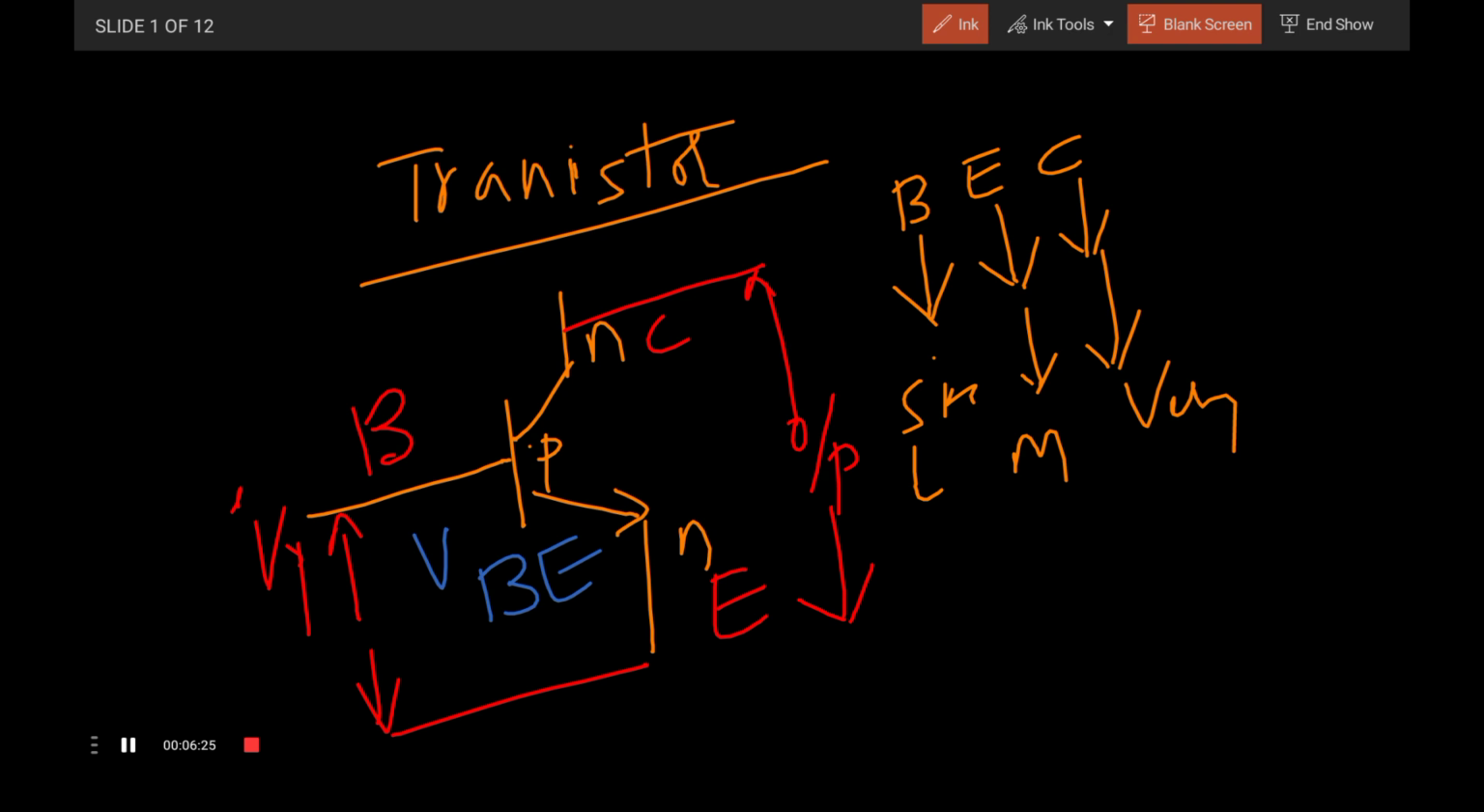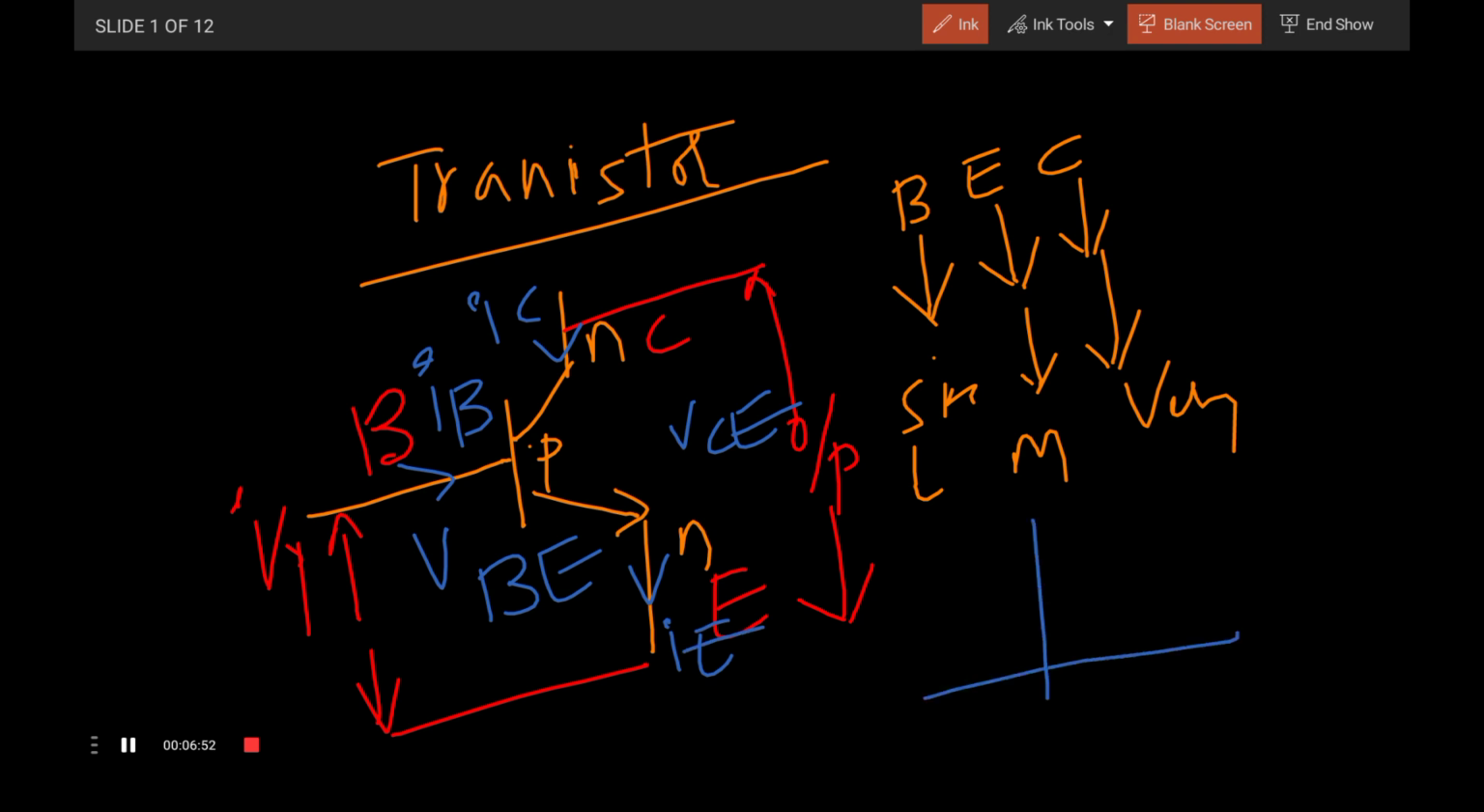The second region is generally called VCE also, the collector emitter voltage. So this has a base emitter voltage and a collector emitter voltage. If you want to draw the characteristics, this current is generally called the IB current, this current is called the IC current, and this current is called the IE current.